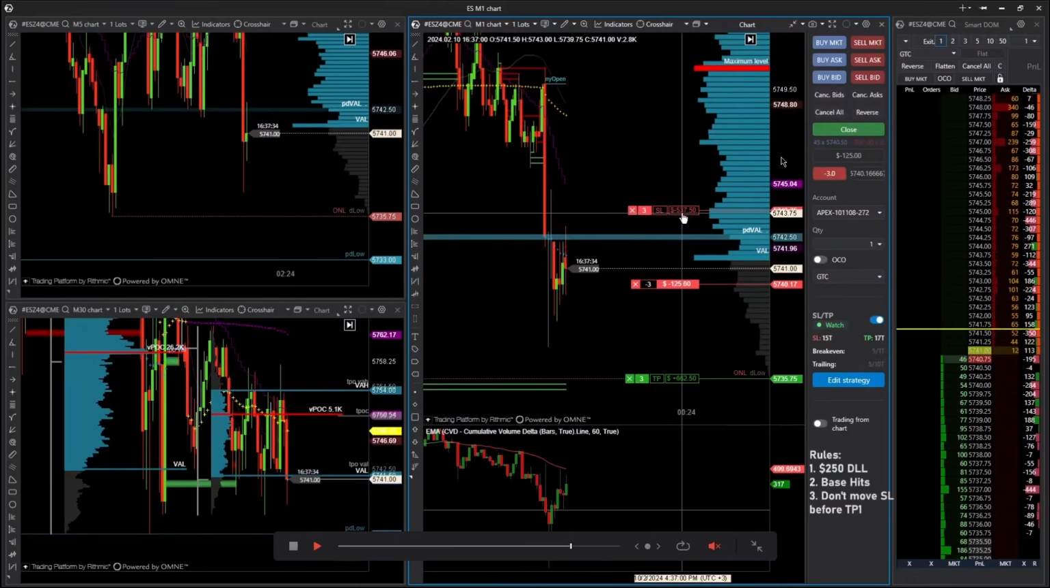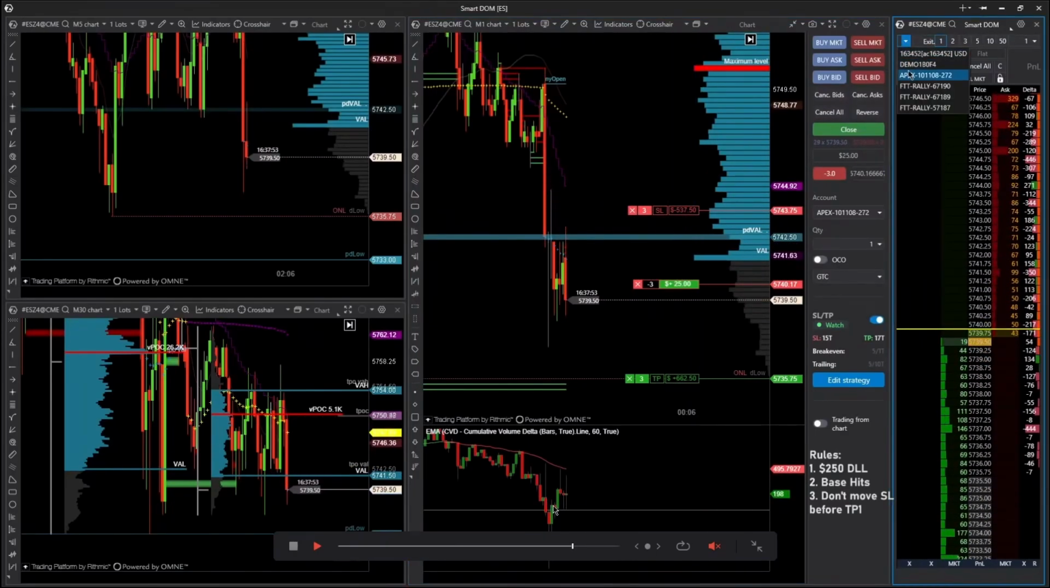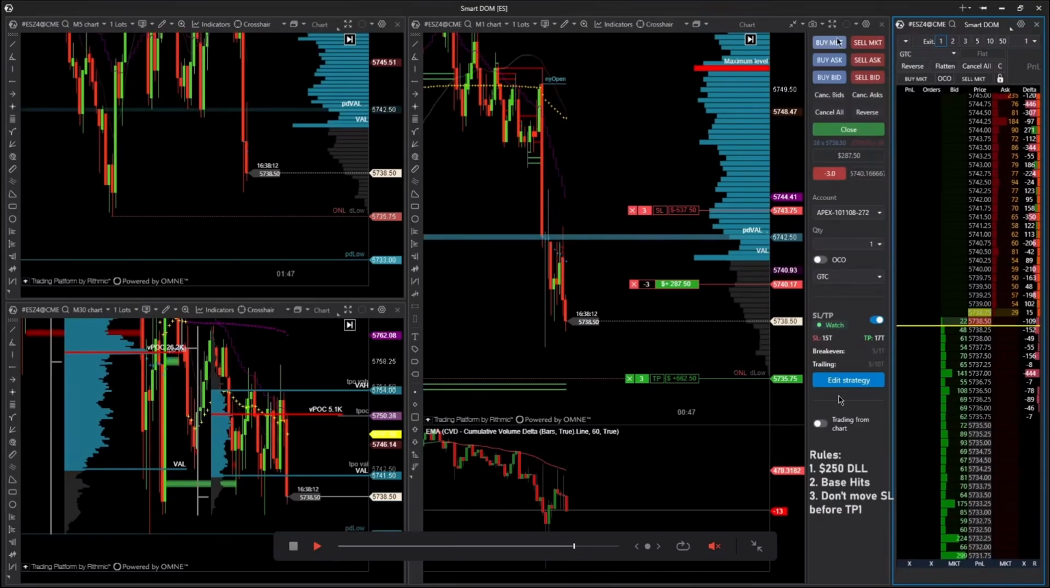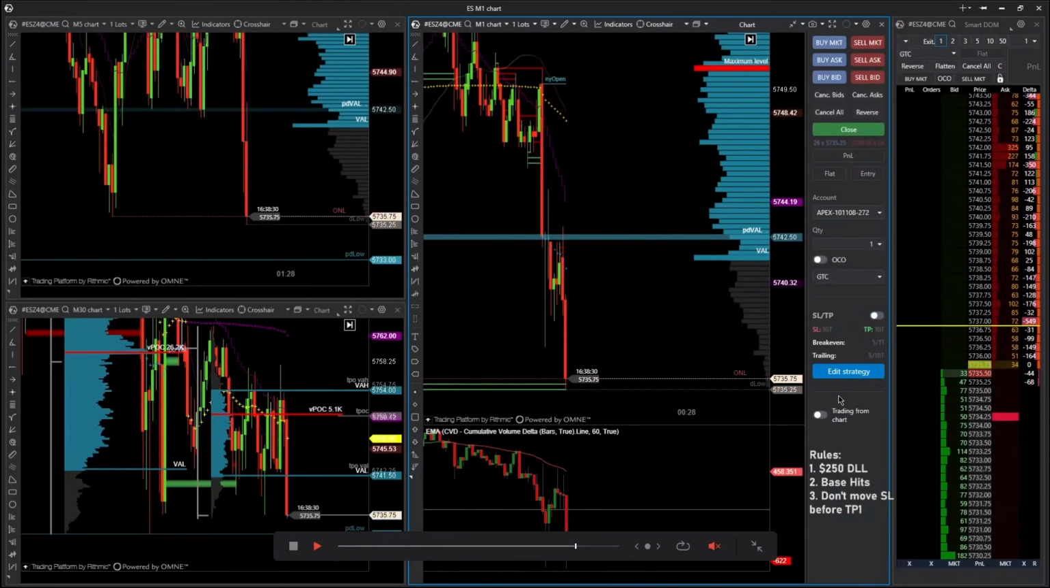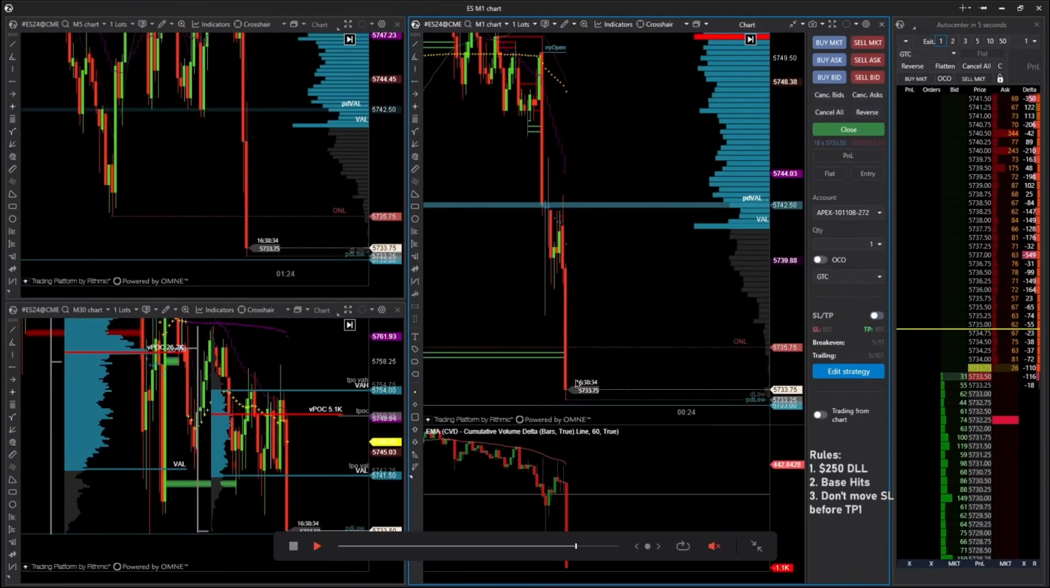You can see price is starting to reject. Delta is moving lower. And at this point, it just went lower and lower, and I started to scale out. But nonetheless, price just went so much lower.